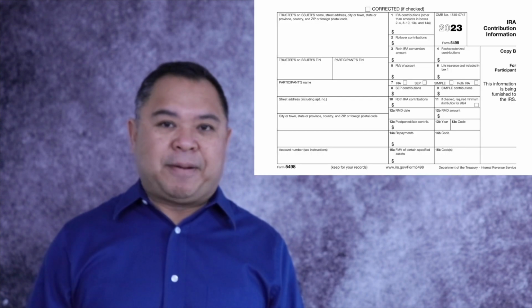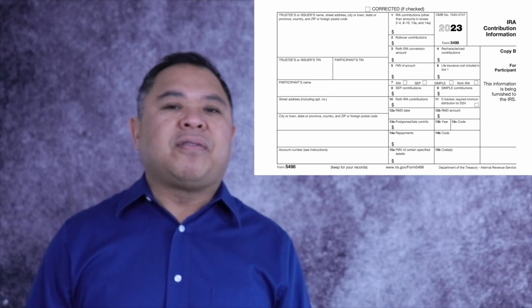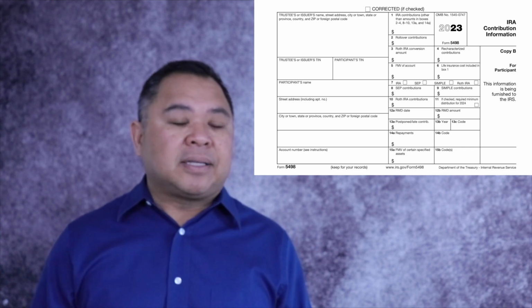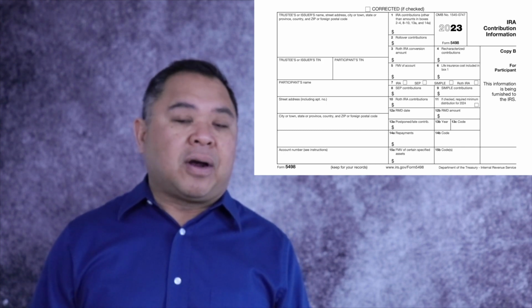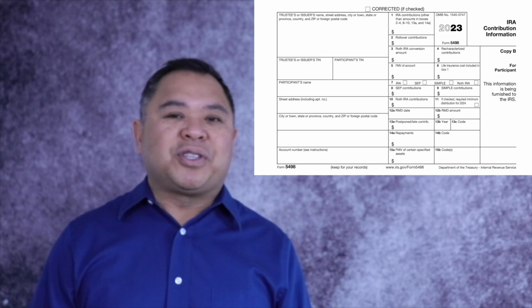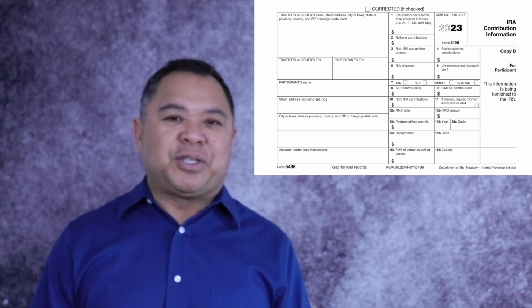Now, as long as you have a balance in an IRA or made a contribution to an IRA, you will receive what we call the IRS Form 5498. The IRS Form 5498 reports all contributions made to your IRA as well as the fair market value of your IRA by December 31st. That shows you that you still have an IRA at that financial institution.